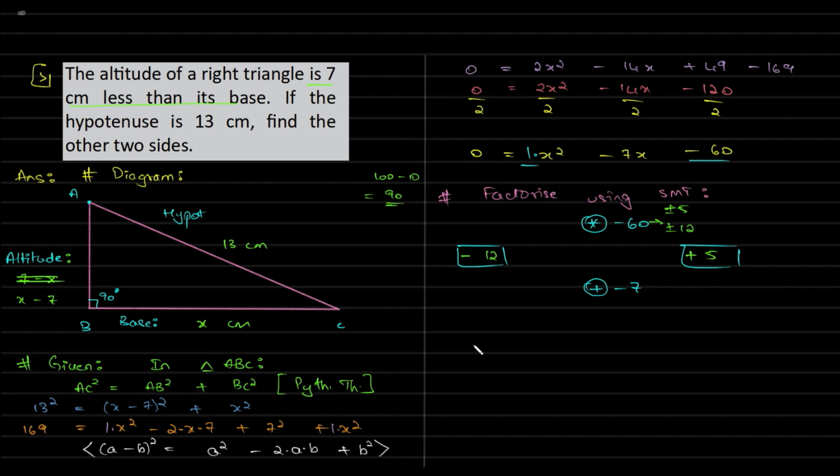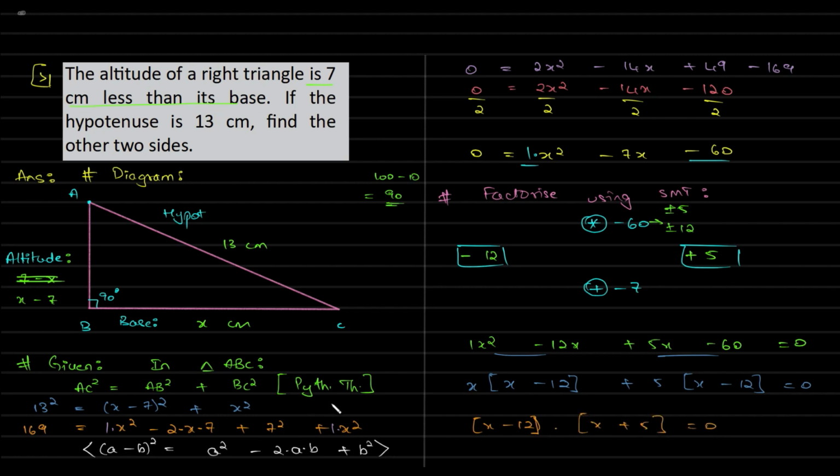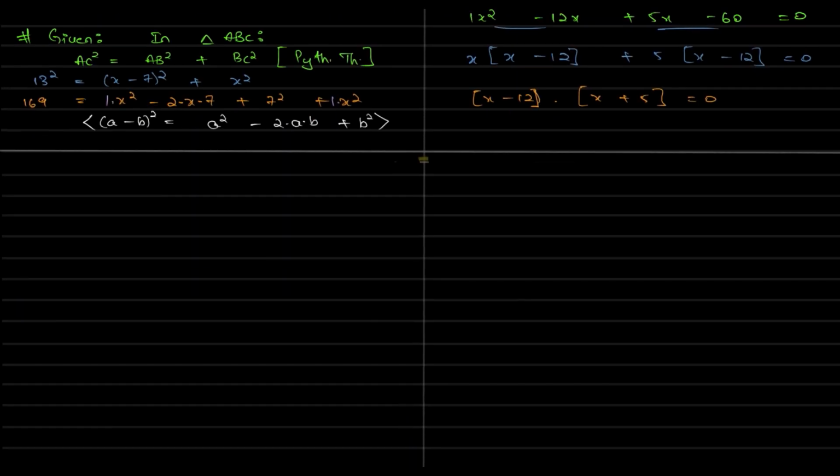So we factorize the equation. So minus 12x plus 5x minus 60 is equal to 0. And now we need to consider the common. So x times of x minus 12 plus 5 times of x minus 12, which is equal to 0. So we have x minus 12 into x plus 5 is equal to 0. X minus 12 is common. And then since we factorize, we can write the zeros.